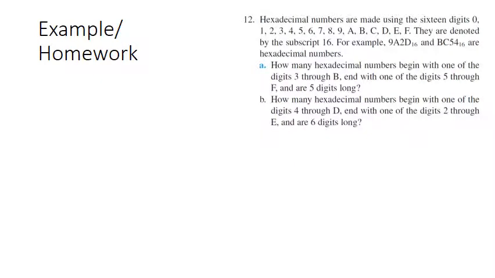Okay, so let's do another combined example and homework problem. So this one right here, that's going to be your homework, and then this one will be the example. Okay, so hexadecimal numbers are made using the 16 digits 0, 1, 2, 3, 4, 5, 6, 7, 8, 9, and then A, B, C, D, E, and F. So they're denoted by the subscript 16. We did actually go over this in a previous section. So for example, these right here are hexadecimal numbers.